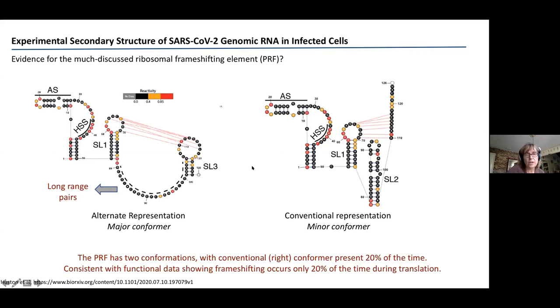The major structure in that region looks something like this, where you have a long-range kissing interaction. In fact, this region here forms base pairs with nucleotides about 400 bases away. So it's only a tiny fraction of the time that the virus is able to form this pseudoknot that induces frame shifting. That has important implications for mechanism.